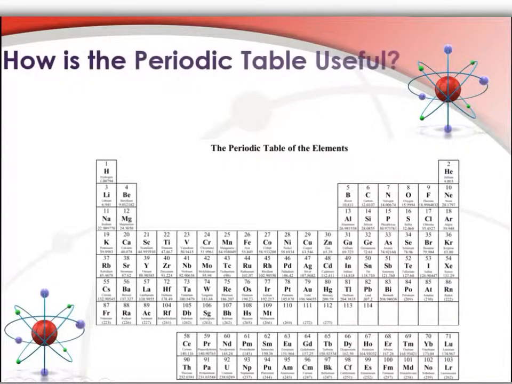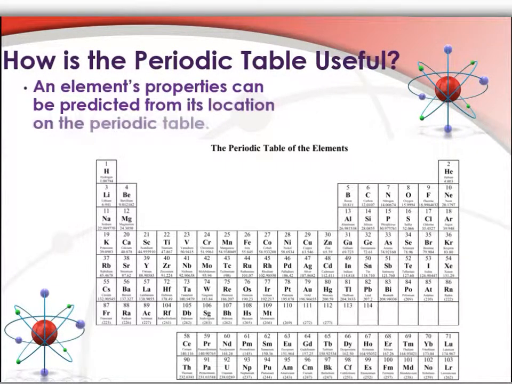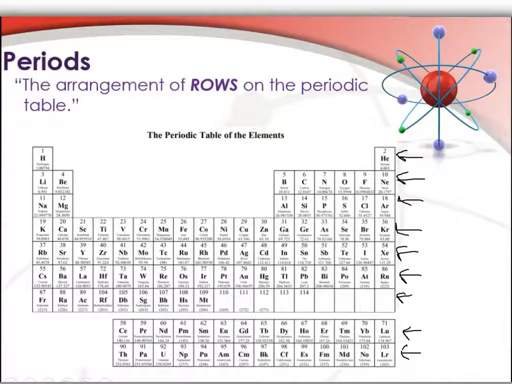So how is the periodic table useful? An element's properties can be predicted from its location on the periodic table. So we'll talk about the periods of the table and the groups on the table. These are the periods, or the rows, on the periodic table. Each one gives you specific information about all the elements in that particular row.